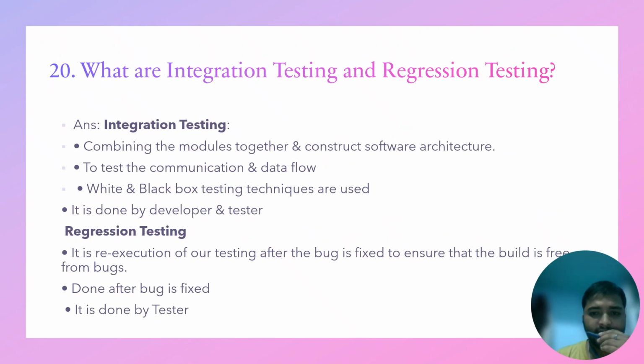What are integration testing and regression testing? Integration testing is combining the modules together and constructing the software architecture to test the communication and the data flow. White box and black box testing techniques are used. It is done by developer and tester. Regression testing is a re-execution of tests after the bug is fixed to ensure that the build is free from the bug. It is done after the bug is fixed. It is done by tester.